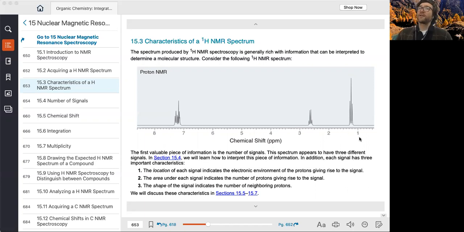And third, the shape of each peak, such as having 3 peaks, having 4 peaks, or being a mixture of perhaps a 3 or 2, 3 peak things, tells us the types of neighboring protons we have. So there's a lot we can learn from an NMR spectrum, and we'll go over that in the next few sections.